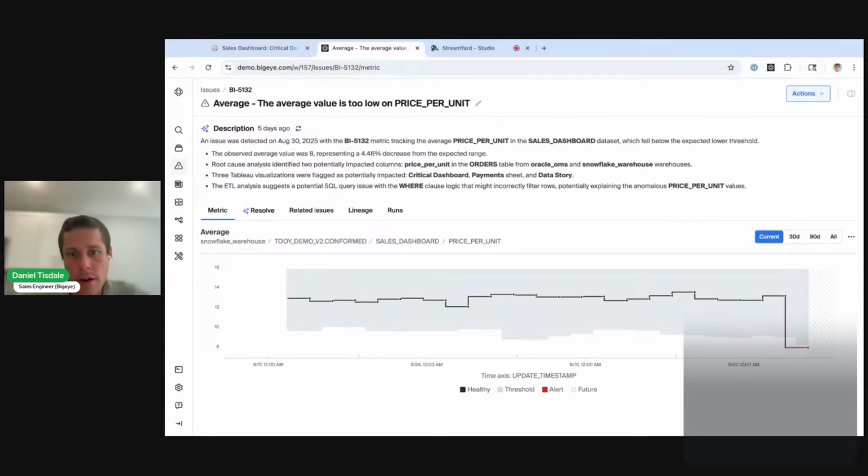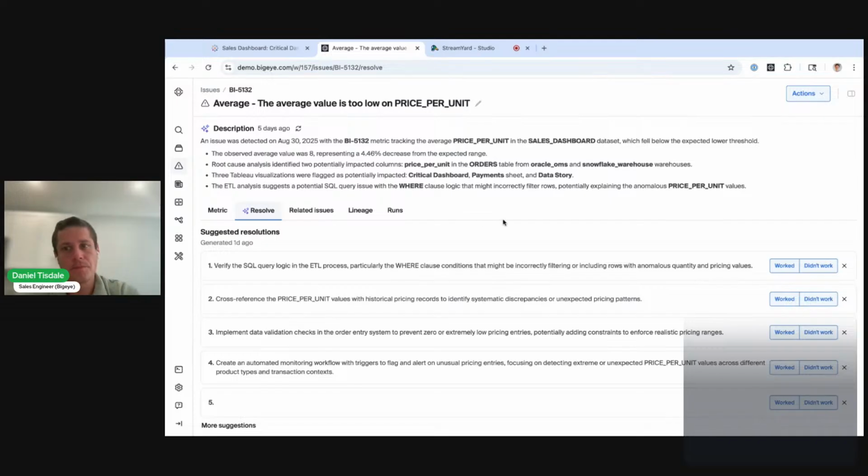So now I've got an understanding of, okay, this is the issue. These are some of the details around where that issue is occurring, and when it first started occurring. Now, how do I go and resolve that issue? I can click on the Resolve tab.